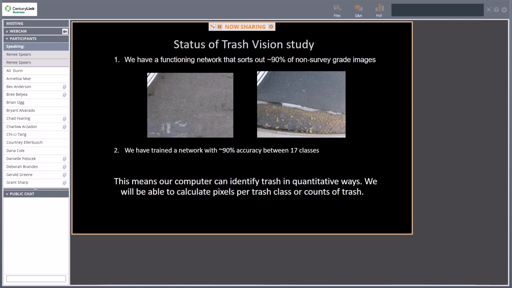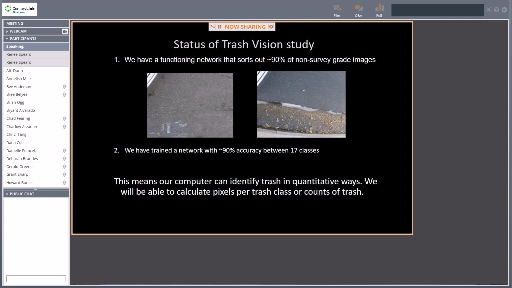So what this means, now that we have a trained network, is that we will be able to identify trash in pictures in quantitative ways. We'll be able to say how many pixels are in a trash class and how many counts of trash are in that image. So this is the goal, right? We want to look at an image and be able to say how many straws there are or how many pixels of cardboard there are.